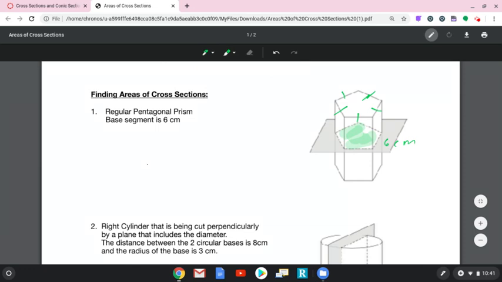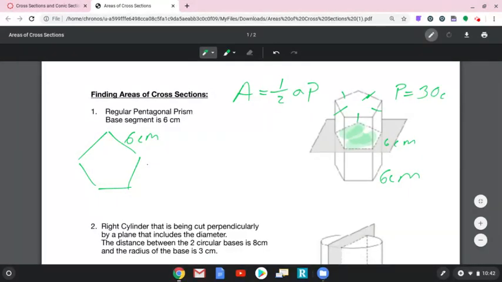So I know that since my base segment is 6 down here, I also know that up here, this is also going to be 6 centimeters. Now remember, if we have a regular prism, our formula that we're using is A equals 1/2 AP. And we know our side length is 6. So perimeter is quite easy. The perimeter is just 6 times 5. So we're looking at a 30 centimeter perimeter. All right, guys, 30 centimeter perimeter.